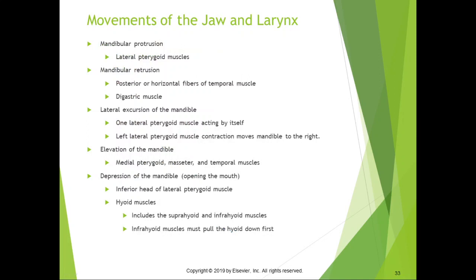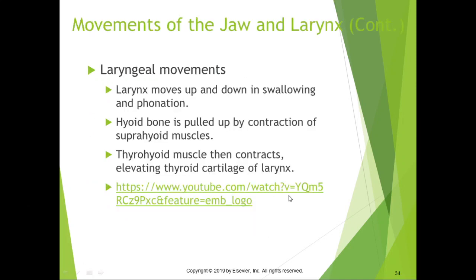This is just a brief summary for you, looking at the elevation, the lateral movement, the retrusion, and the protrusion that we just talked about. So we've talked about the four muscles of mastication. We talked about all of the muscles that are associated with the hyoid bone. I just want to talk really briefly about the movement of the jaw and the larynx a little bit.